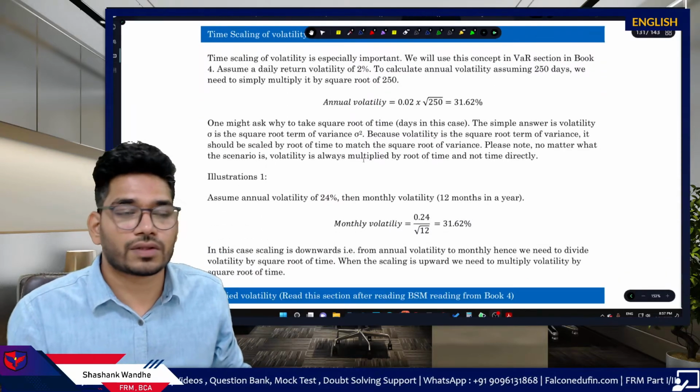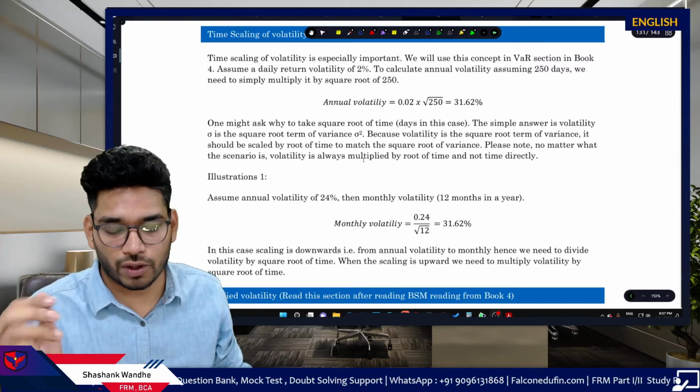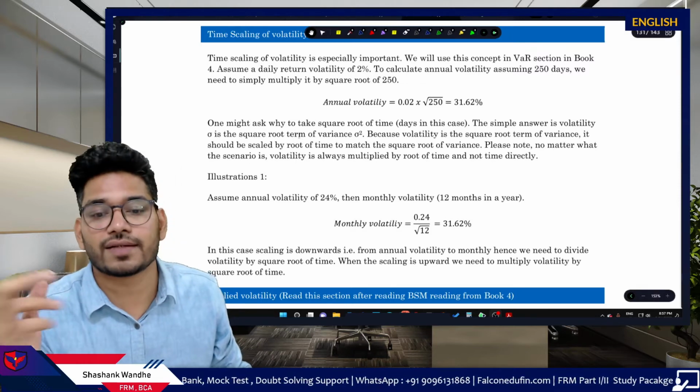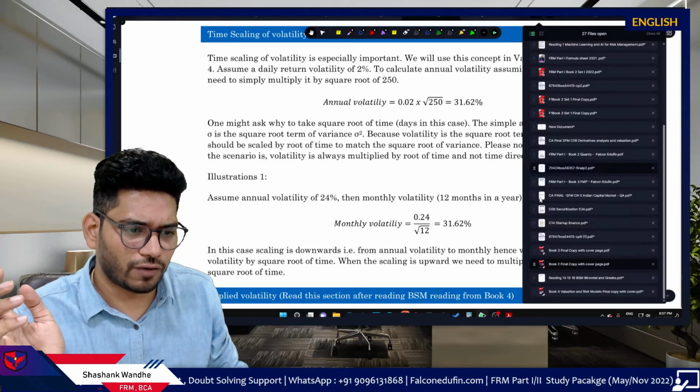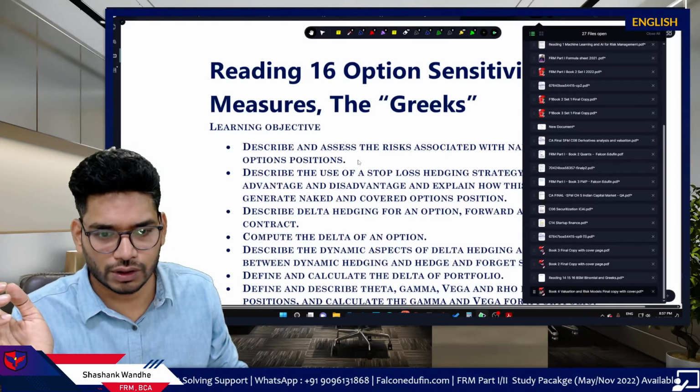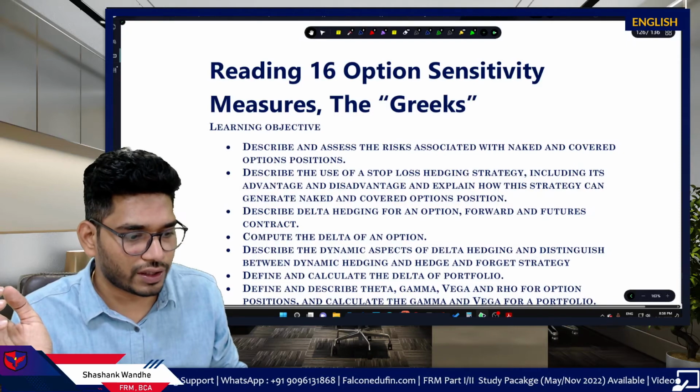Now moving on. Sorry for that pause. Now here this discussion will be combined with the volatility. In volatility as well, I have already combined this discussion. I'll just show you the option sensitivity. Just a second.